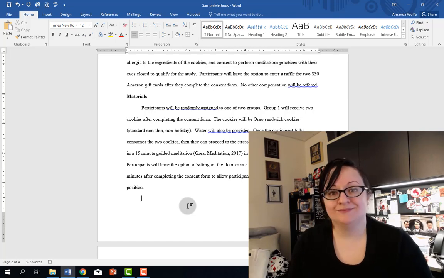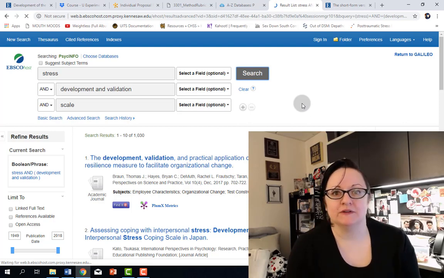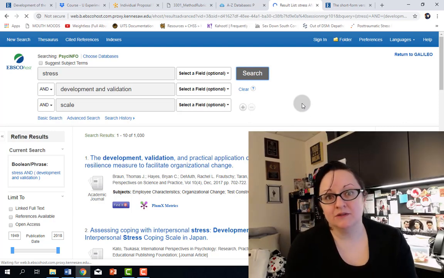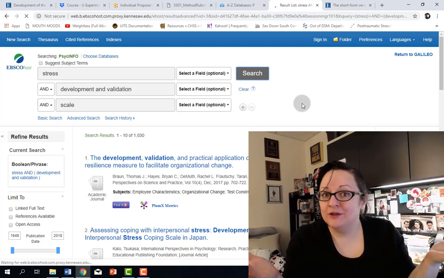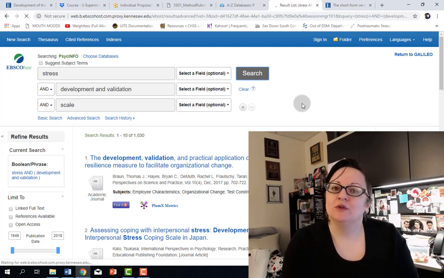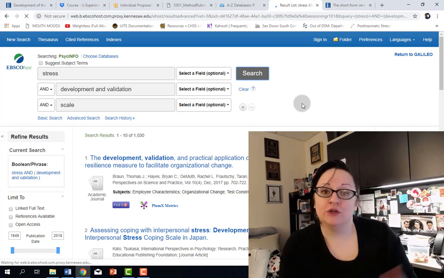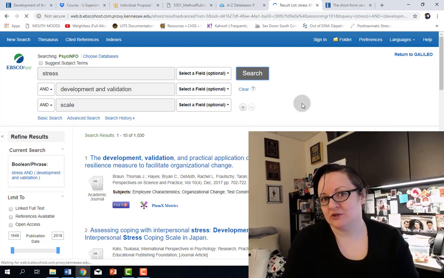Where do I do that? I start at the library. One of the best ways to find a good measurement for your DV is to read and to look at the articles you've already looked at. How are they measuring their DV? It should be in their materials section. And if they're using that measurement, then it's a good reason for you to use that measurement. So you probably don't have to start completely from scratch. Go look at your other articles. How are they measuring their DV?